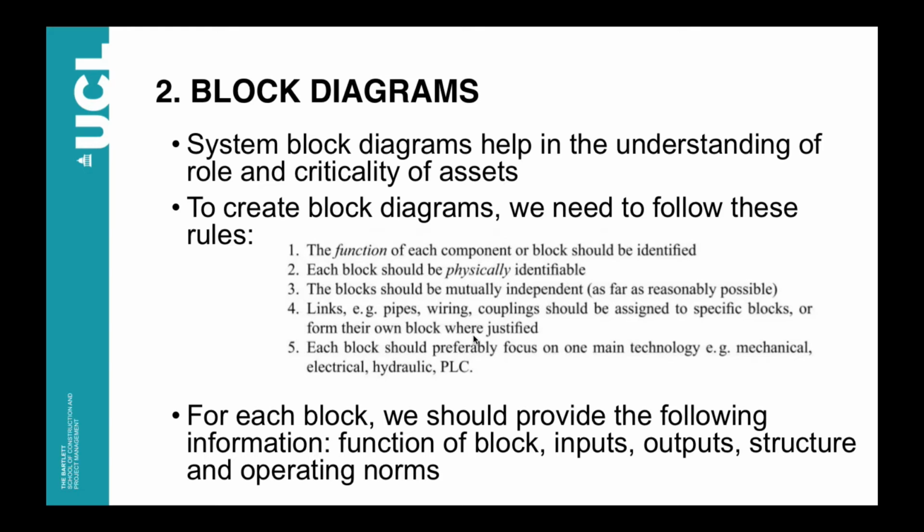A good practice is that each block should focus on one main technology, like for example, assets connected with mechanical, with electrical, or with different business divisions. Later, for each block, we should provide some important information, which are the main function of the block, main inputs, outputs, structure, and operating norms.